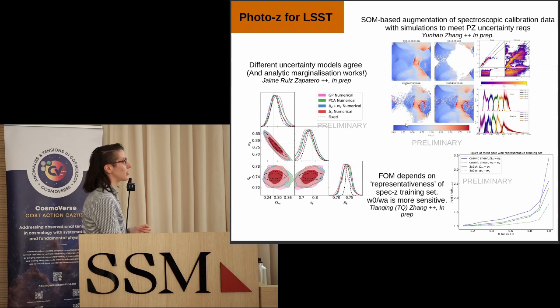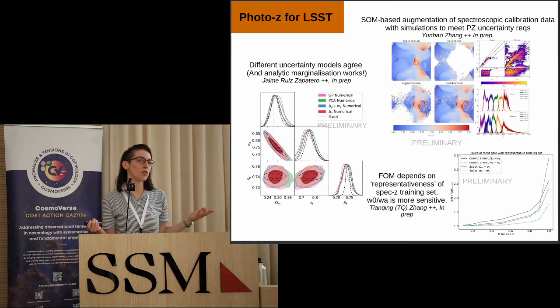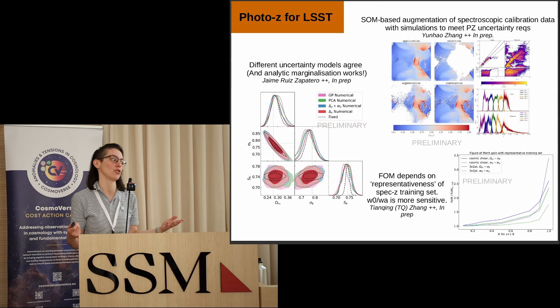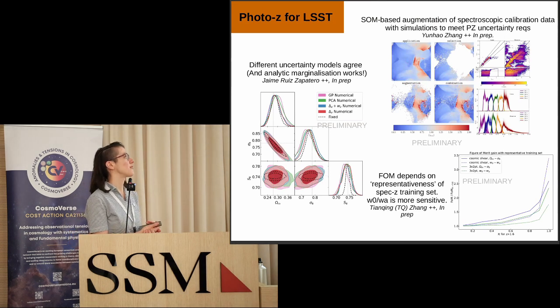So in the top right-hand corner here, again, a self-organizing maps-based method that's in prep from Yanhao Zhang, who's a PhD student at Edinburgh, is looking at how you can, again, augment. So you need spectra. You want to calibrate these things on spectra, right? We don't have our own spectra, but there are overlapping spectroscopic galaxy surveys that we can use for calibration. But this does fall down in certain parts of our parameter space. So can you augment those parts of that parameter space with simulated data and still meet our requirements? And it looks like you might be able to. This is sort of what this is showing. And so that looks like a promising method.